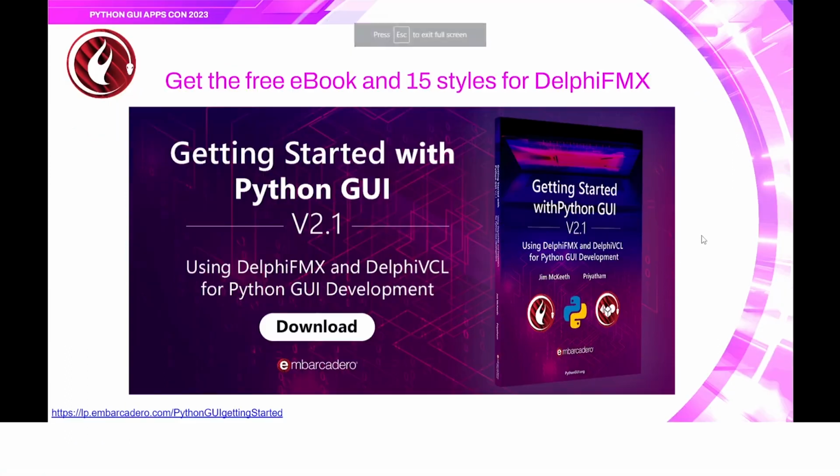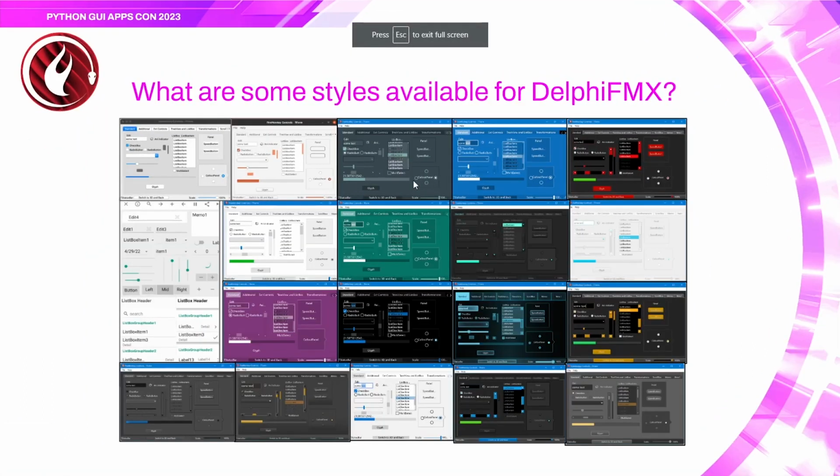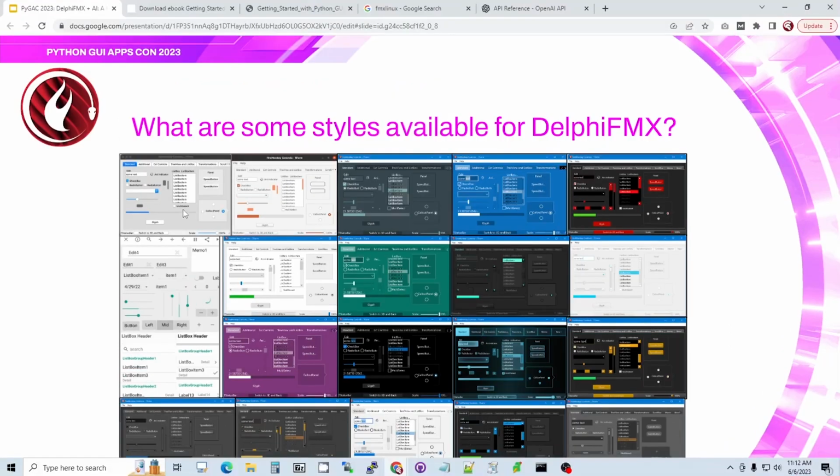And so then we're going to move on a little bit to here. And so here are the styles that I just talked about. I think this one in the bottom left corner here is the Air style, but all these are the DelphiFMX styles, which are available to you when you get that ebook.